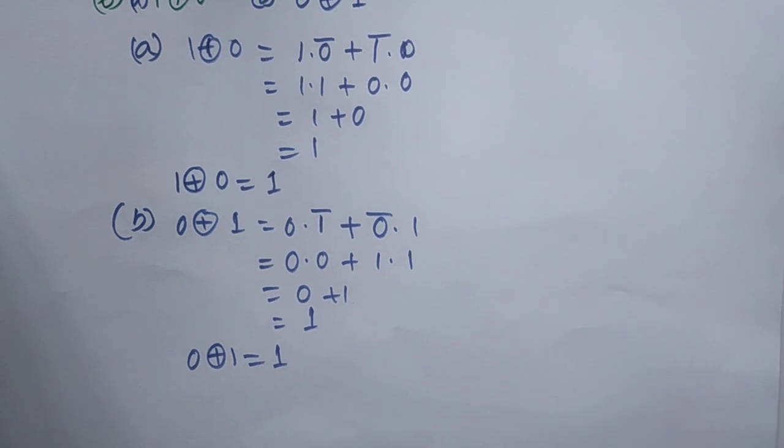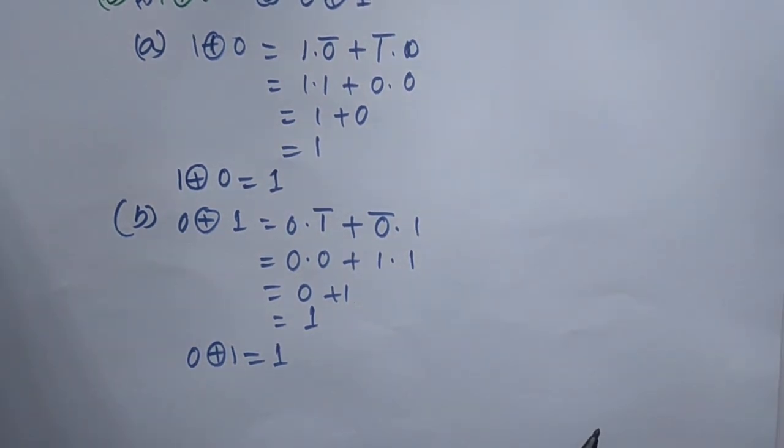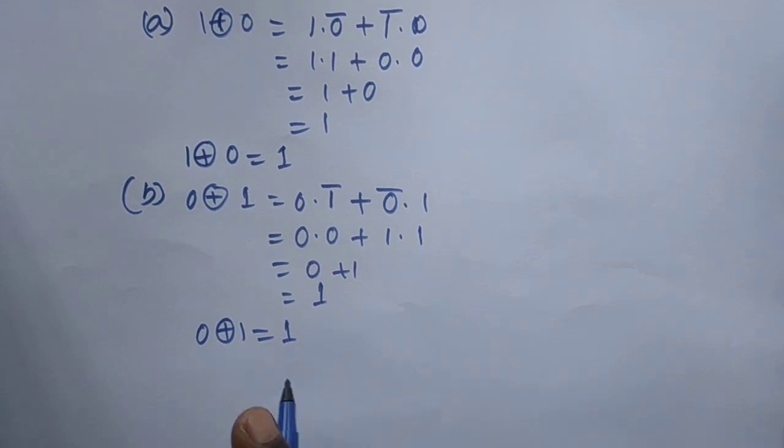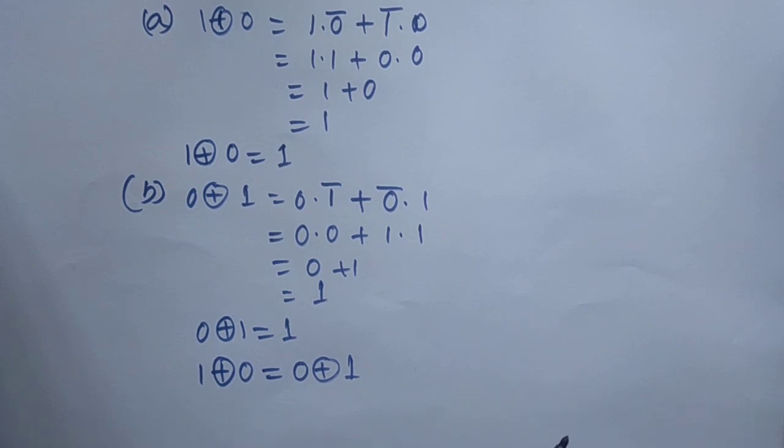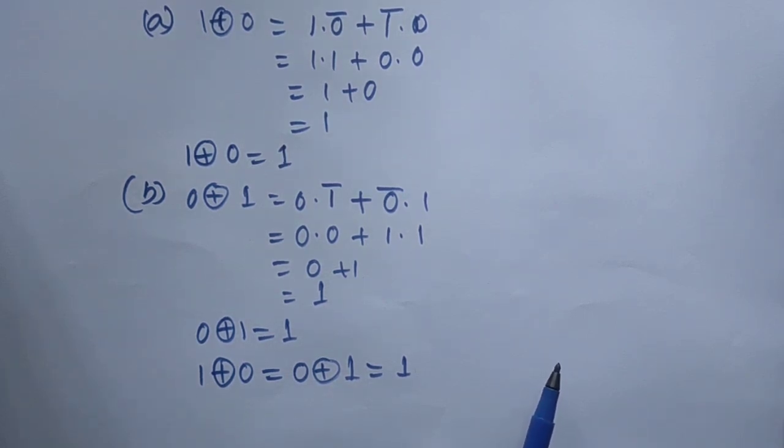So now we conclude in a very simple way. We can also define these values. 1 XOR with 0 is equal to 0 XOR with 1. If the values are opposite, both will be 1. So this is another technique, another value we can remember. If the values of this XOR are opposite, the value will be 1. Okay, we proved this one.